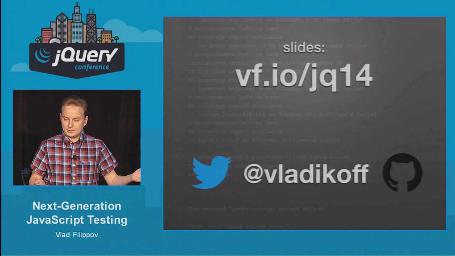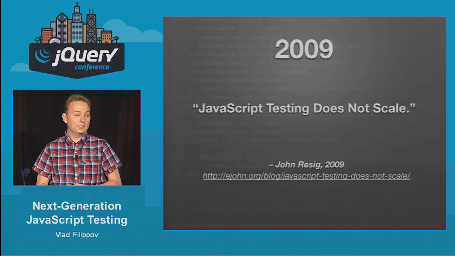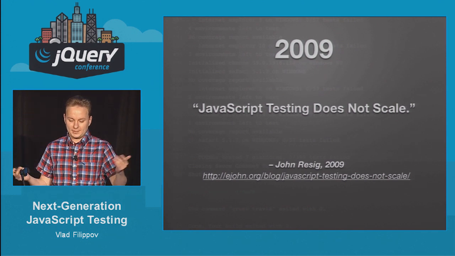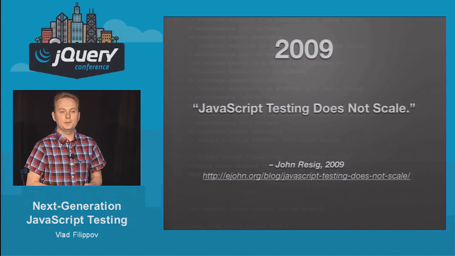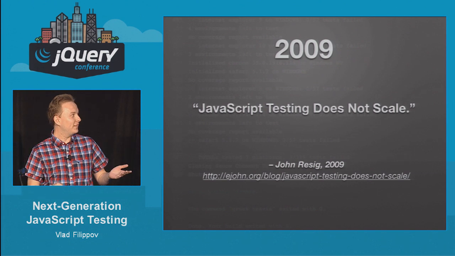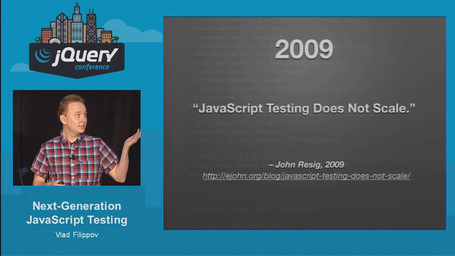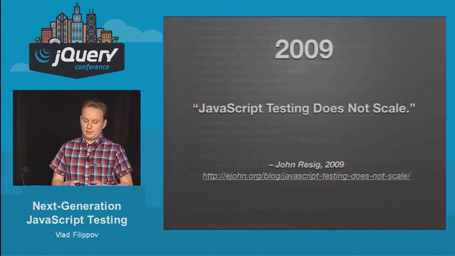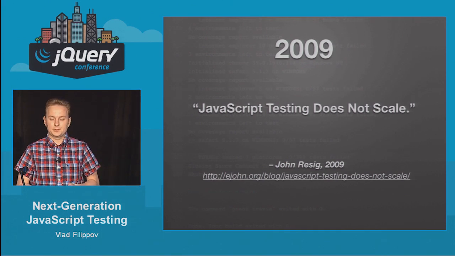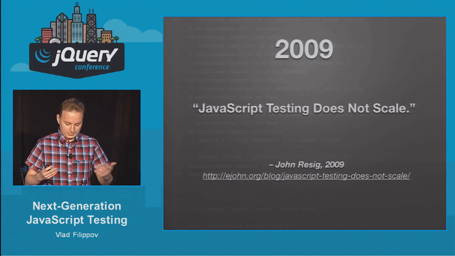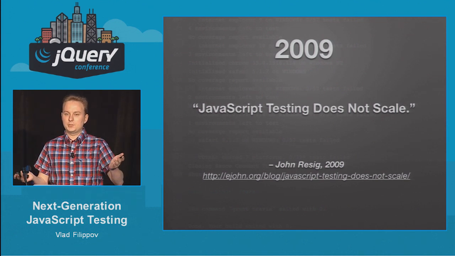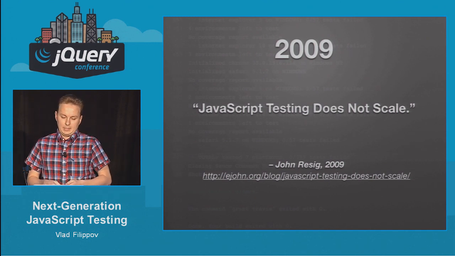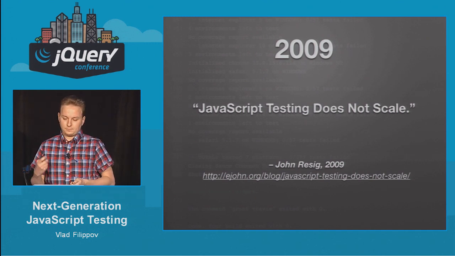So first, let's go back to 2009. John Resig posted this article about JavaScript testing, and he said, JavaScript testing does not scale. What he meant by that, in 2009, was that he had to test, I think, jQuery 1.3 in different browsers on several platforms, and there were a lot of issues there. Besides even the desktop browsers, he had to test the mobile browsers. And that was 5 years ago.